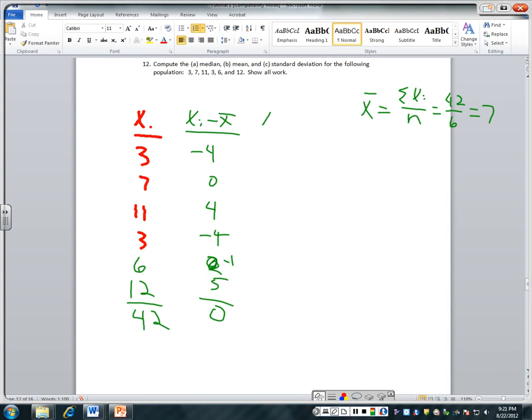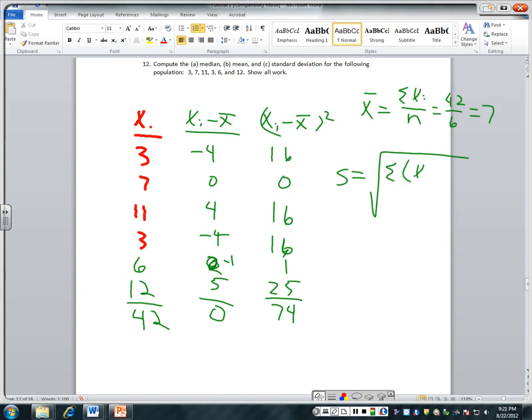So now I'm going to square each of those deviations: 16, 0, 16, 16, 1, and 25. Adding those up, 48, 49, I'm getting 74. And so the sample standard deviation is equal to the square root of the sum of (x sub i minus x bar) squared over n minus 1, which is equal to the square root of 74 divided by 6 minus 1, which is 5. I will get the calculator on that one. Getting that to be 3.85.